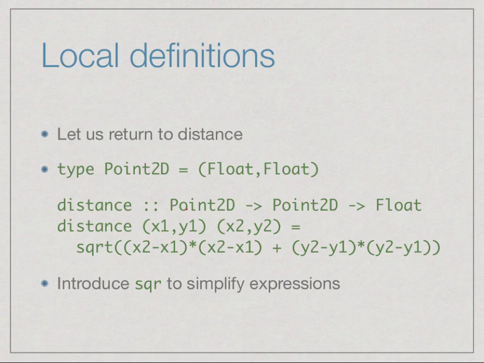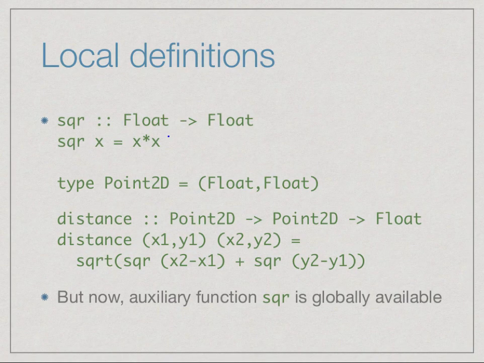So let's get back to this distance function. This particular expression is rather tedious. So let's say that we want to write a function which takes an argument and squares it. So we can introduce a function square. We can say square of x takes a float and produces a float, and it just returns x times x. Then this is a much more legible way of writing the same function.